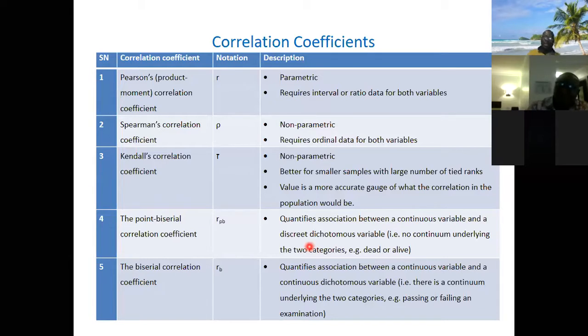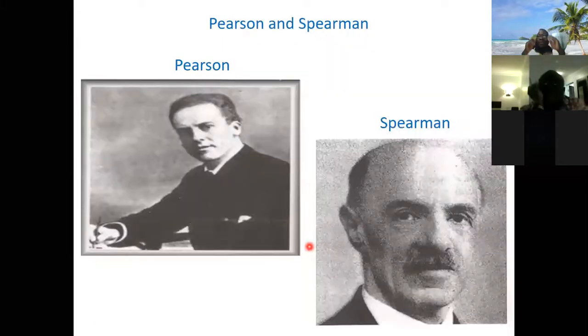That is, you are correlating with a continuous variable on its own. That is biserial correlation. Now, look at Pearson and Spearman.